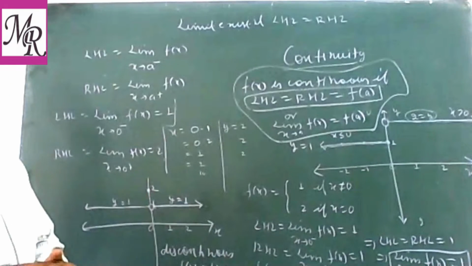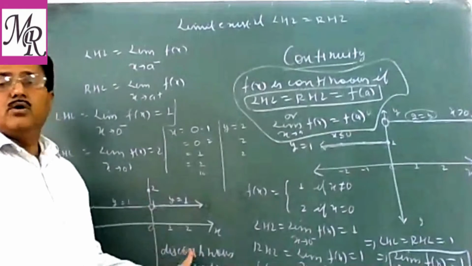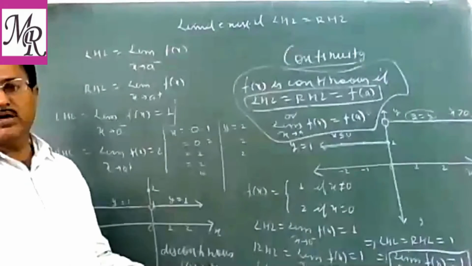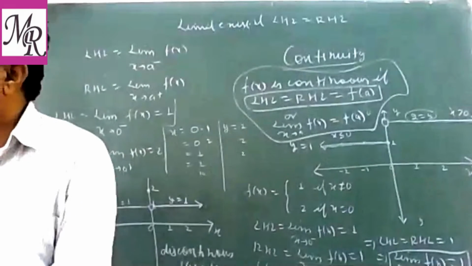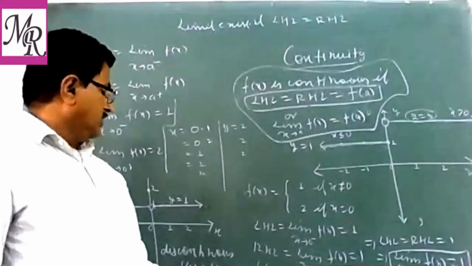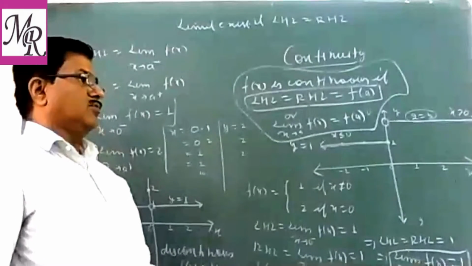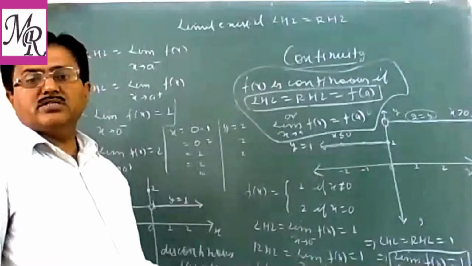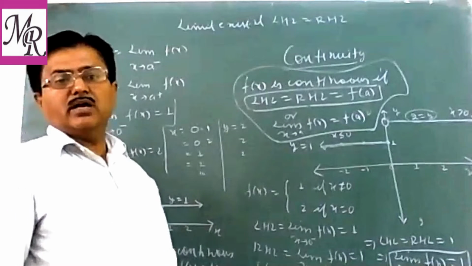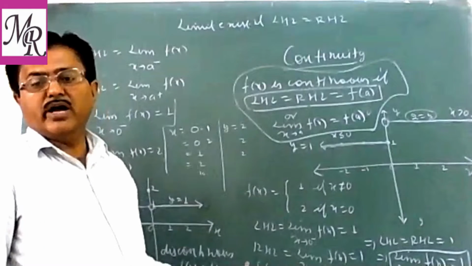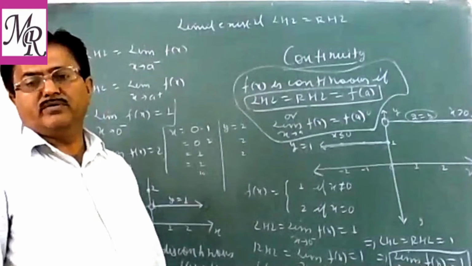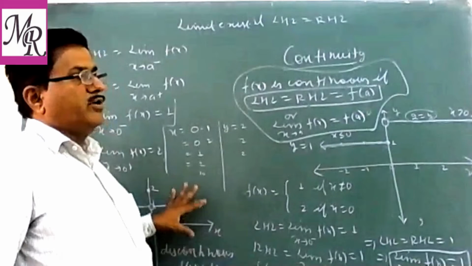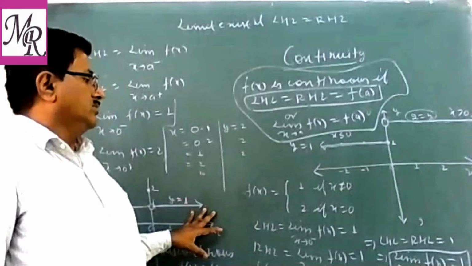So these are some concepts we have to remember. One more thing is the point of discontinuity. What is the meaning of the point of discontinuity? It is the point at which the given function is discontinuous. The point at which the given function is discontinuous is known as the point of discontinuity. So here x equal to 0, or you can say 0, is the point of discontinuity. Is it clear?